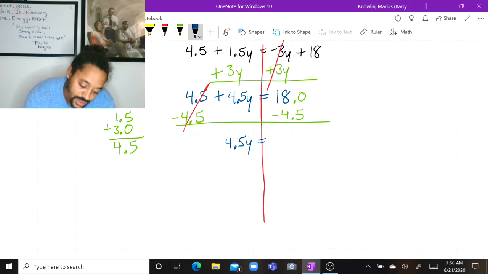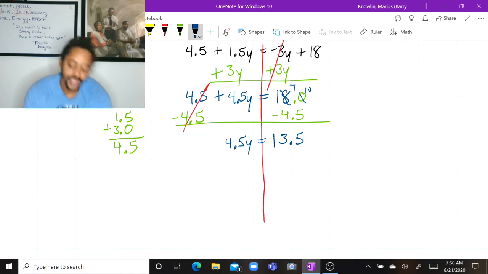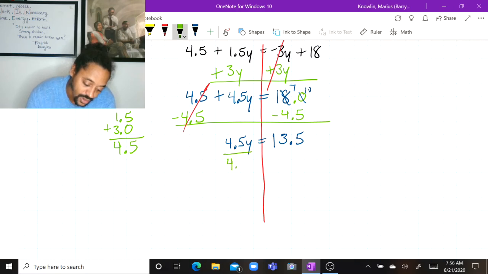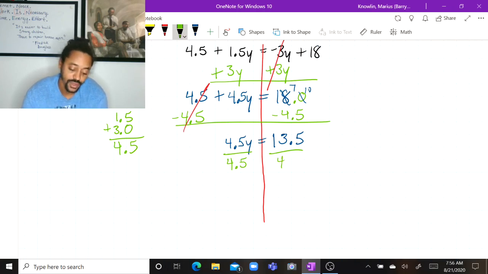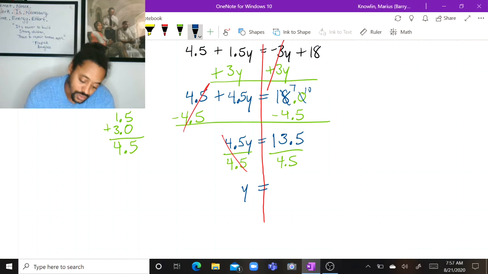We do that. This becomes 10. That makes that decimal right there 5. Okay. And since we borrowed, that makes this a 7. 7 minus 4 is 3. We bring down the 1. So that gives us 13.5. And now, all we need to do is do our last step, which is divide. Divide both sides by 4.5. And when we do that, the 4.5s on the left cancel out. So we're left with y equal to positive 3 after you do your division.